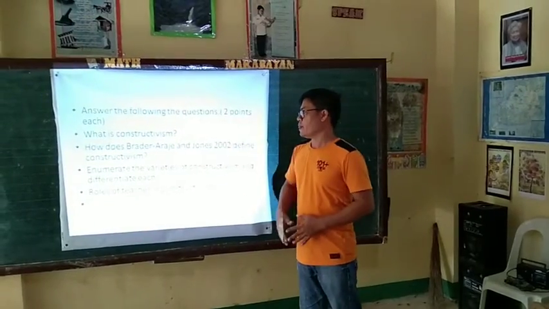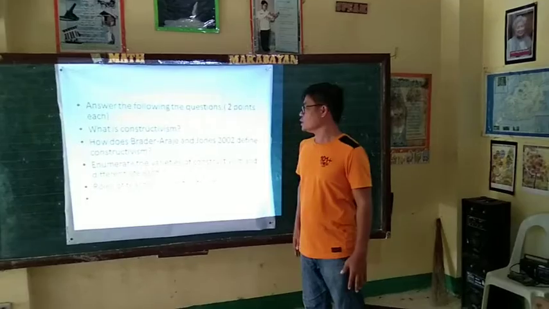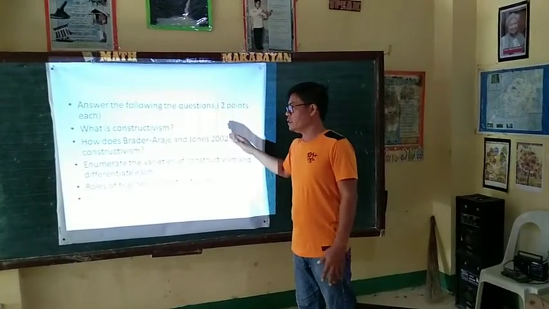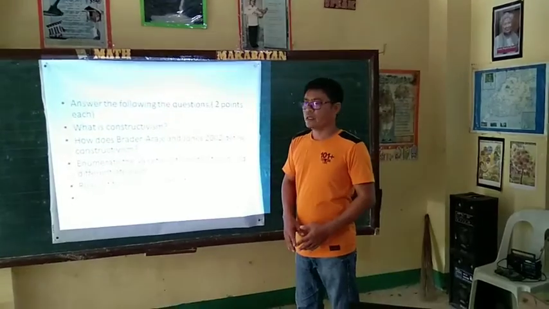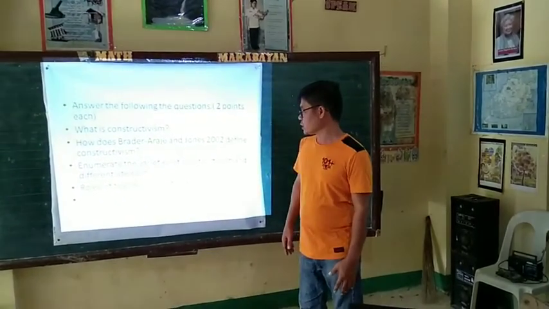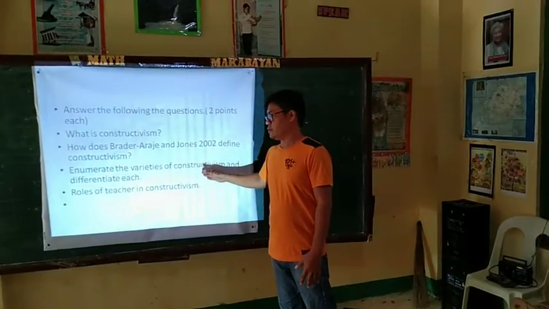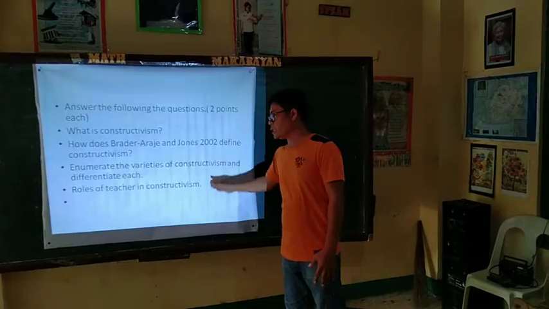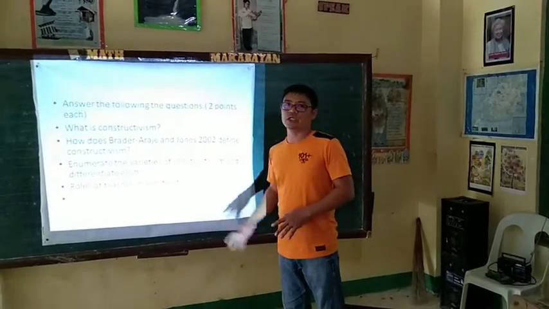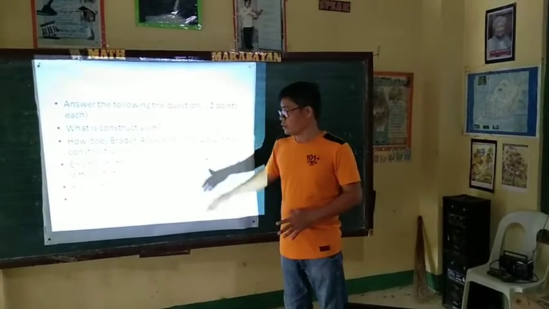It's 2 points. Second question, how do Brooks and Brooks and Jones, 2002, define constructivism? What did they say about constructivism? Number three, enumerate the varieties of constructivism and differentiate each. Another 2 points. And the last one, what could be the role of teacher in constructivism? Okay, so that's all for the test.